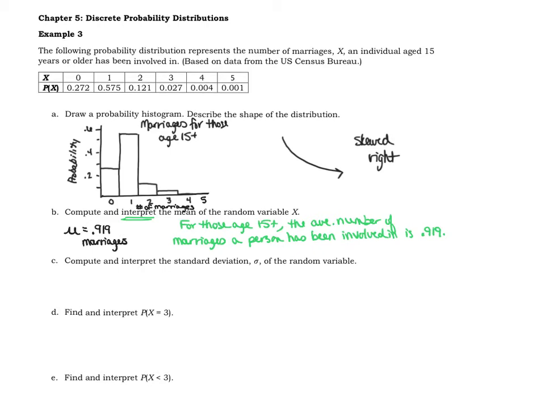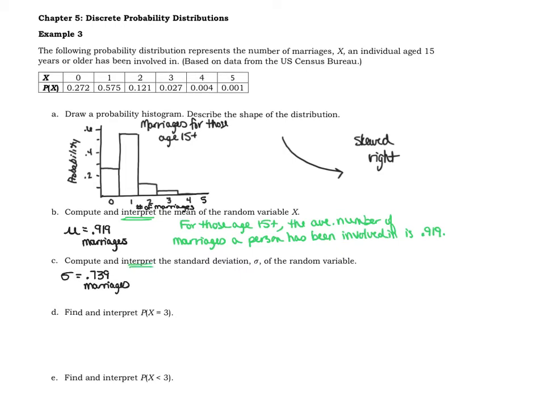Now we're going to compute and interpret the standard deviation. So the computation should be right there on your calculator using the sigma. So that should be 0.739. And again, marriages is our unit there, same as x.